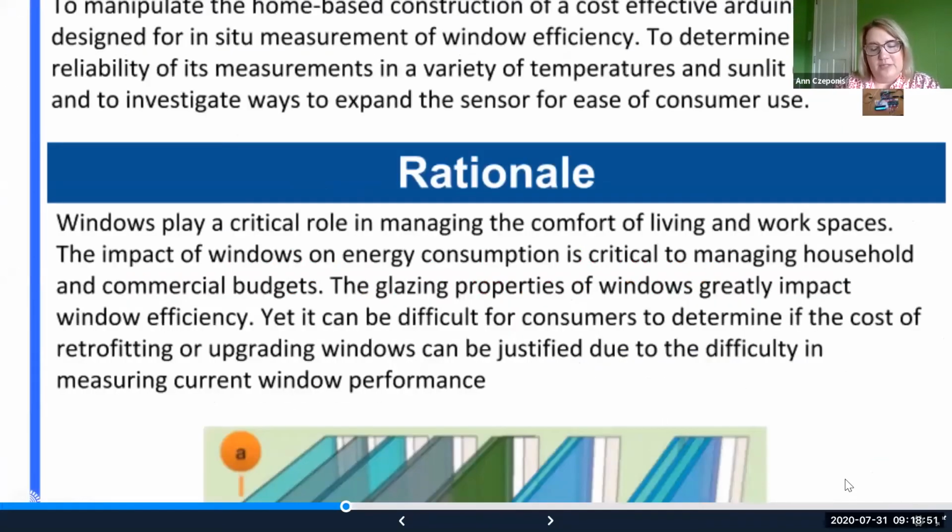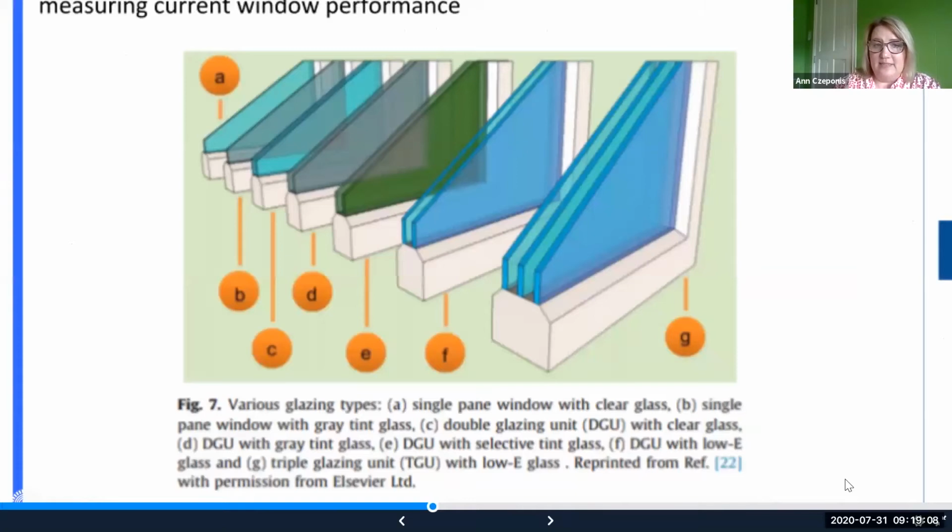Windows play a critical role in managing the comfort of living and workspaces. They impact budgets, they impact thermal comfort, and they impact the environment as well. It's important that consumers understand their windows, yet most consumers don't have a tremendous understanding of the specifics of their windows or their efficiency. In this figure, you see windows ranging from A, single pane, to G, triple pane. As you move forward in the diagram, the windows become more efficient. But often, other than knowing if you have single, double, or triple pane windows, you don't understand the properties of the windows.